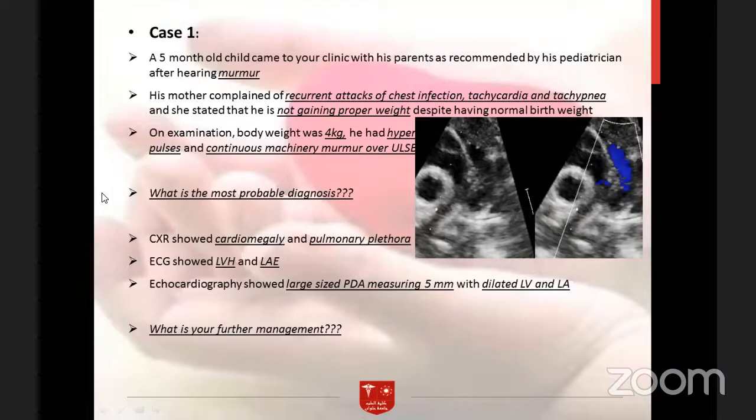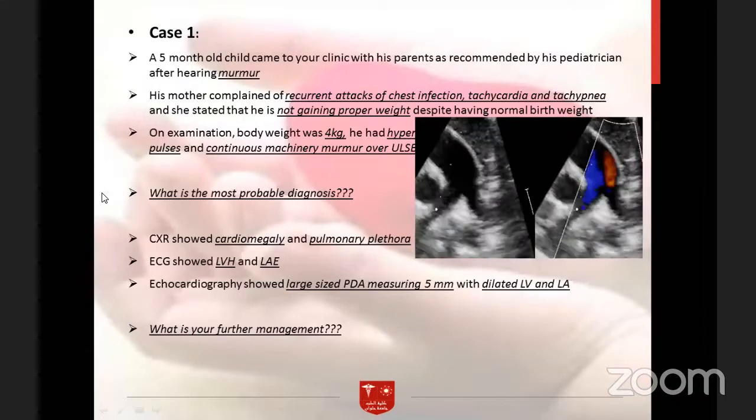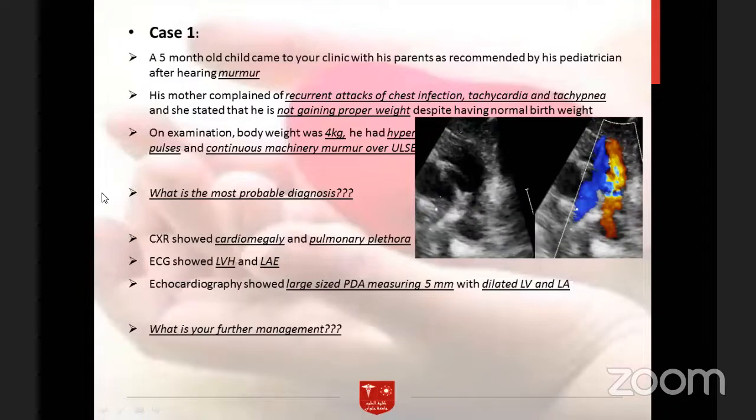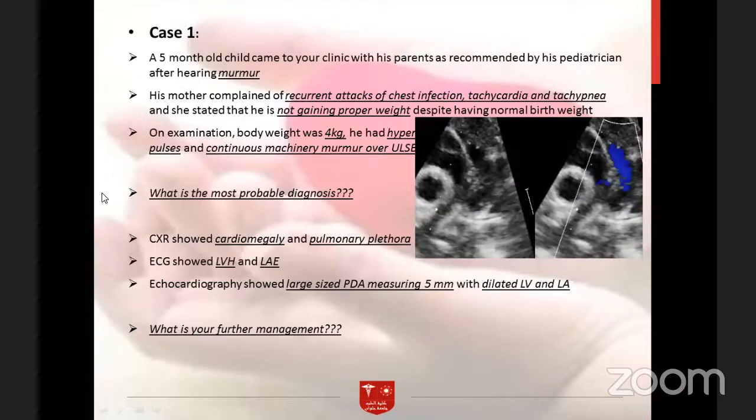So if it is an isolated PDA, we usually go through a lateral thoracotomy. And so it is important to determine the side of the arch before doing that, because the PDA would be on the side of the arch. So if left-sided arch, we do a left thoracotomy. So we have to know beforehand.